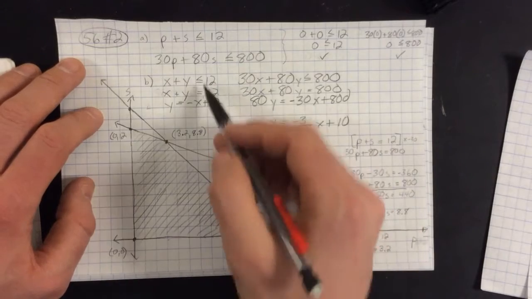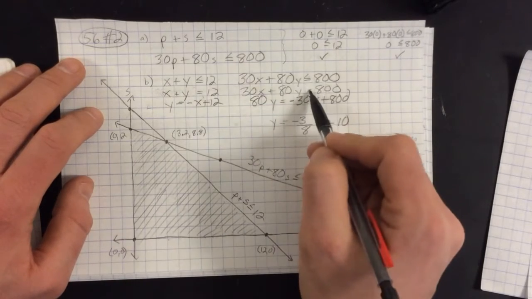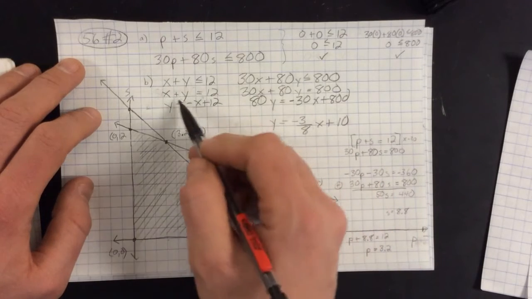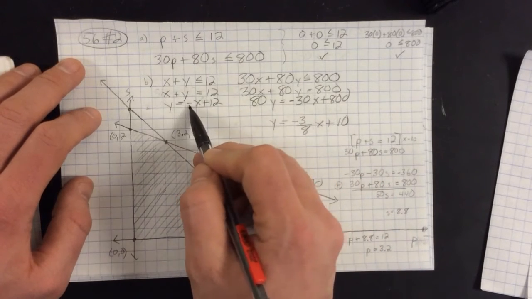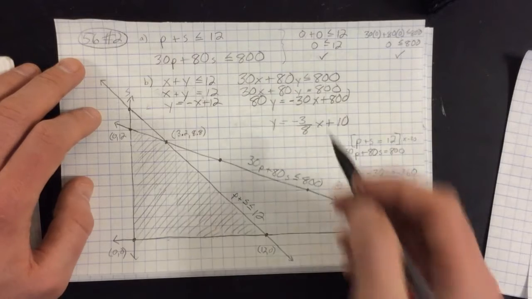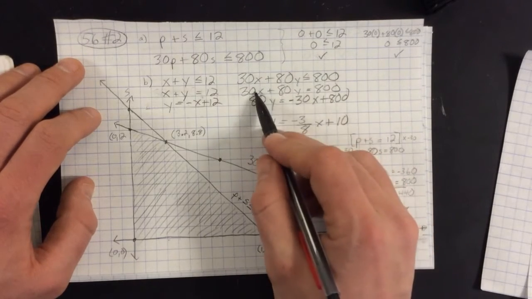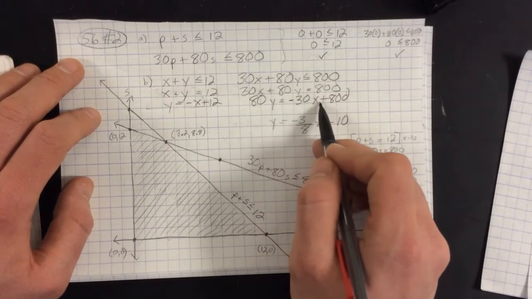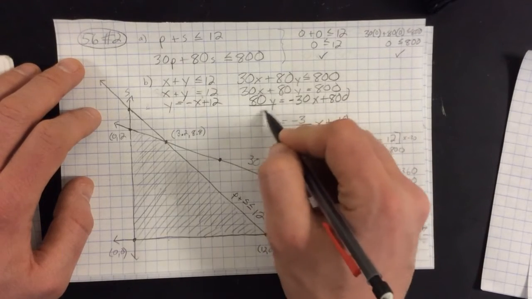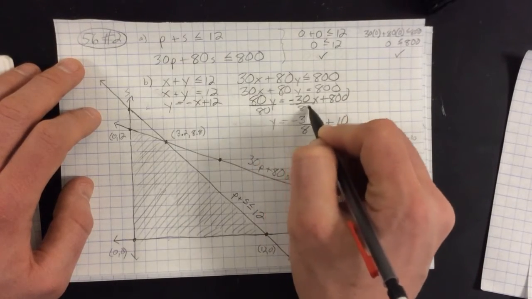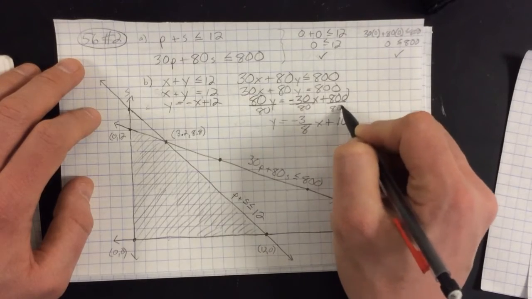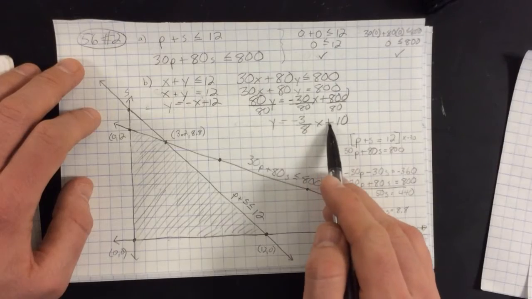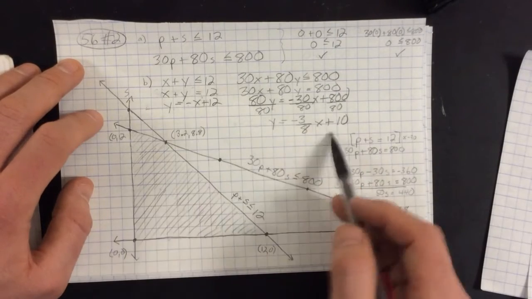To get the boundary lines, we think of these as equal signs, and I got these each into y equals mx plus b form. So I just subtracted x on both sides to get y is equal to negative x plus 12. And over here, I subtracted 30x from both sides to get 80y equals negative 30x plus 800. Then I divided everything by 80 and reduced this fraction to get y is equal to negative 3 over 8x plus 10. Now I'm going to graph both of these lines.